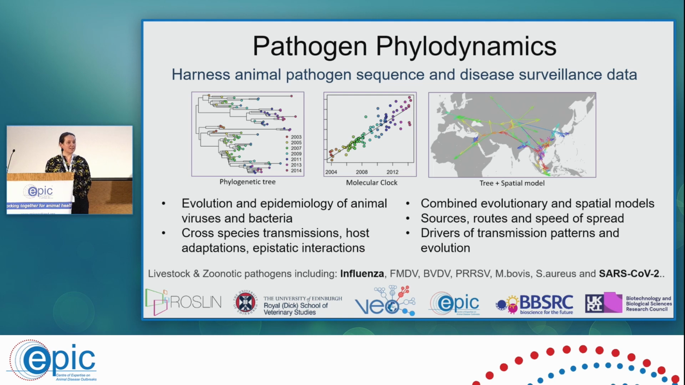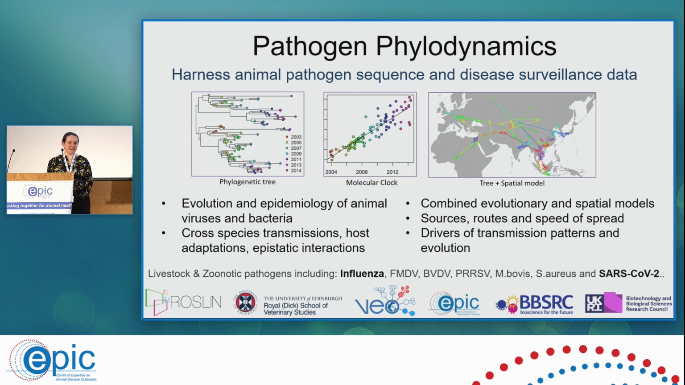use it to understand how the pathogen is spreading around the population. On the top left there, you have a phylogenetic tree. This phylogenetic tree is in fact of avian influenza, and the coloured dots are the sequences. The coloured dots are coloured according to year.